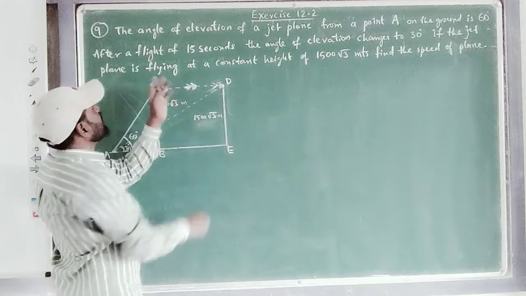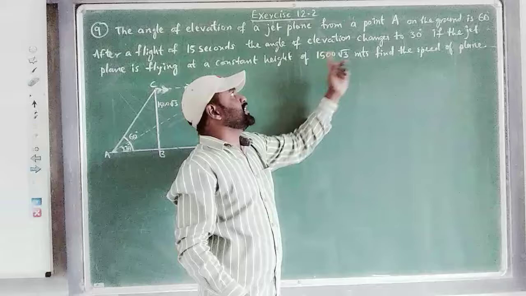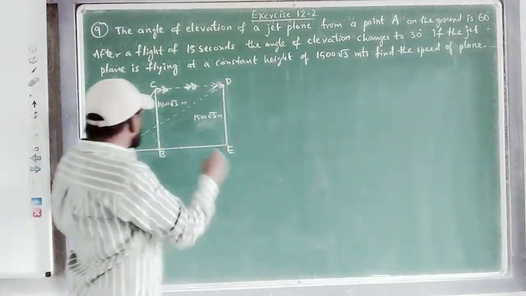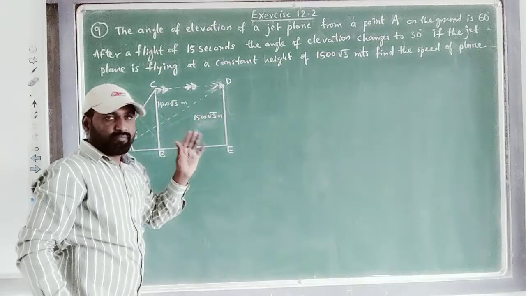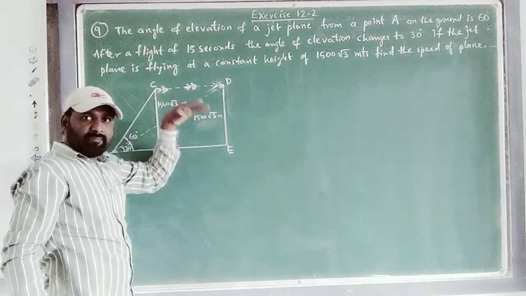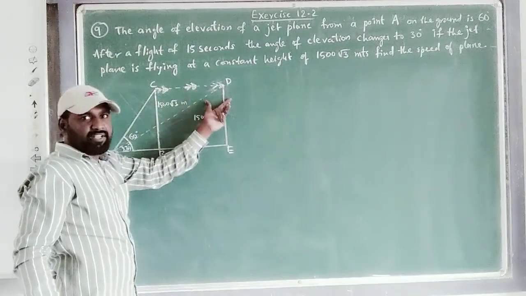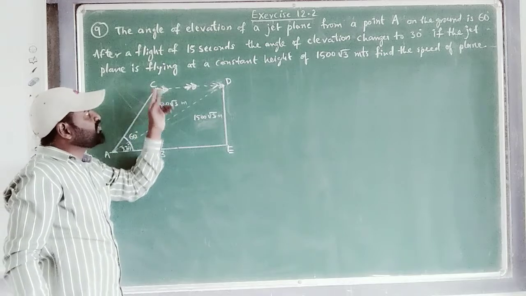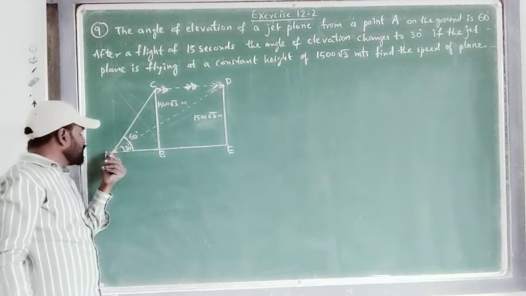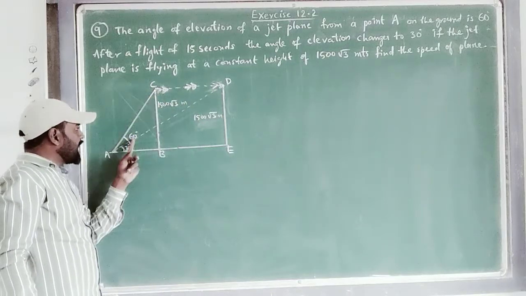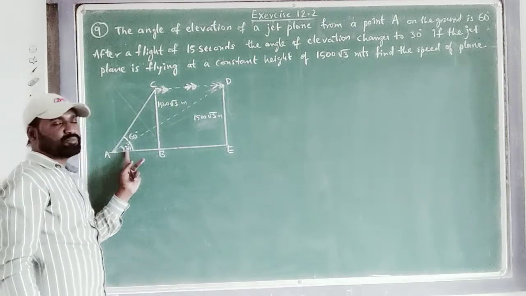But the height is constant. It is given: the constant height is 1500 root 3 meters. That means the flight is maintaining the same height and the same speed also. But the position of the flight has been changed. First time it is at point C. After 15 seconds it has reached D. So when observed from a fixed point at point C, the angle is 60 degrees. Next time when it has reached here, the angle of elevation has changed to 30 degrees.